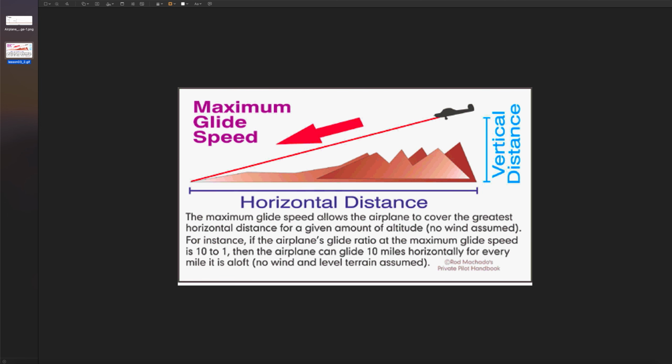I'm just going to read here. The maximum glide speed allows the airplane to cover the greatest horizontal distance for a given amount of altitude. No wind assumed. For instance, if the airplane's glide ratio at the maximum glide speed is 10 to 1, then the airplane can glide 10 miles horizontally for every 1 mile it is aloft. No wind and level terrain assumed, right?